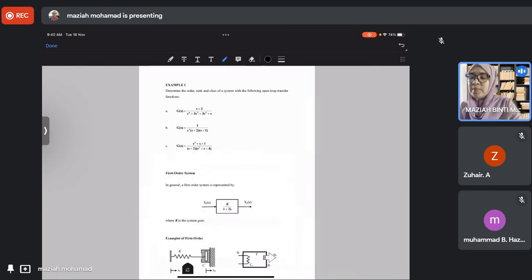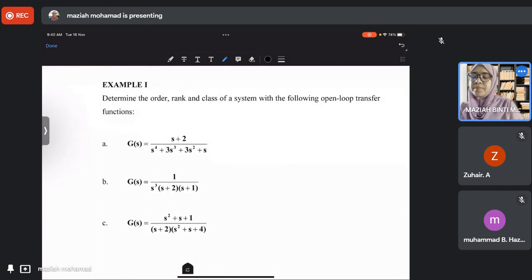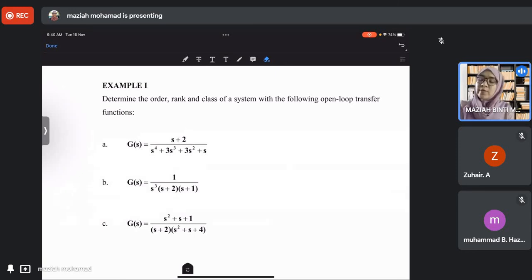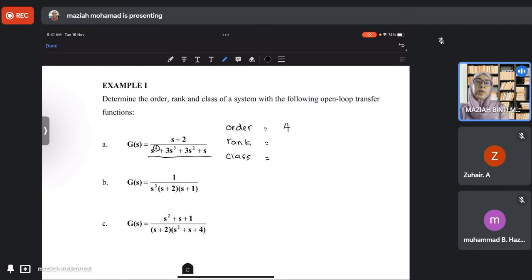Right, let's do this example. We're going to classify the control system based on order, rank, or class, or type. For order, we look at the denominator, look at the highest order, which is 4. So the order is 4. It is a 4th order control system.